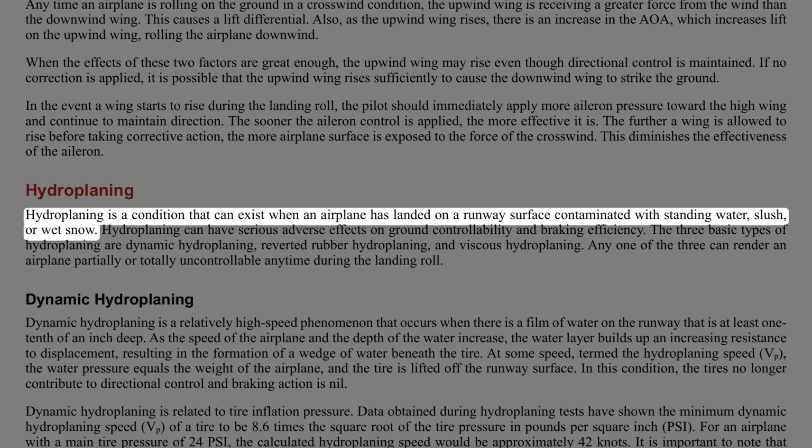Hydroplaning. Hydroplaning is a condition that can exist when an airplane has landed on a runway surface contaminated with standing water, slush, or wet snow.